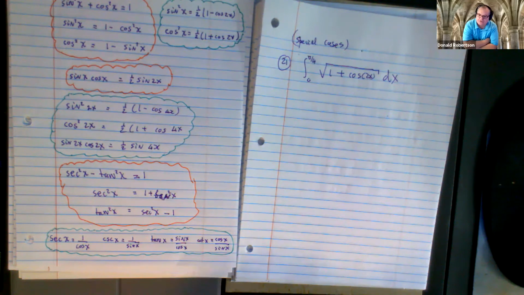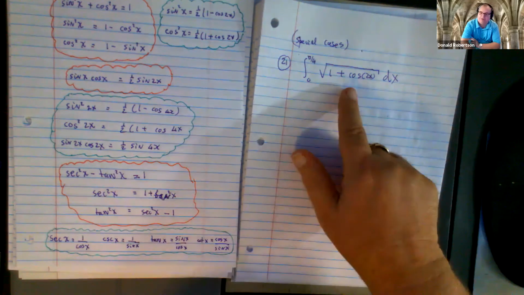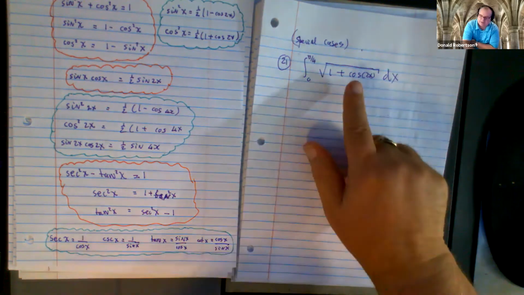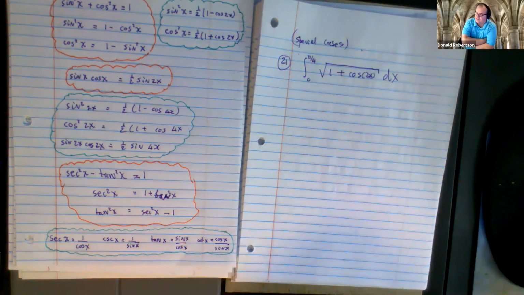Any suggestions about what to do with this guy? The square root of 1 plus cosine 2x. So let me tell you what's not going to work. I can't pick a u sub. Not right now. Might not even need a u sub at the end. What I've got to do is figure a way to rewrite this guy so that he's nicer. Essentially style points. Any suggestions?